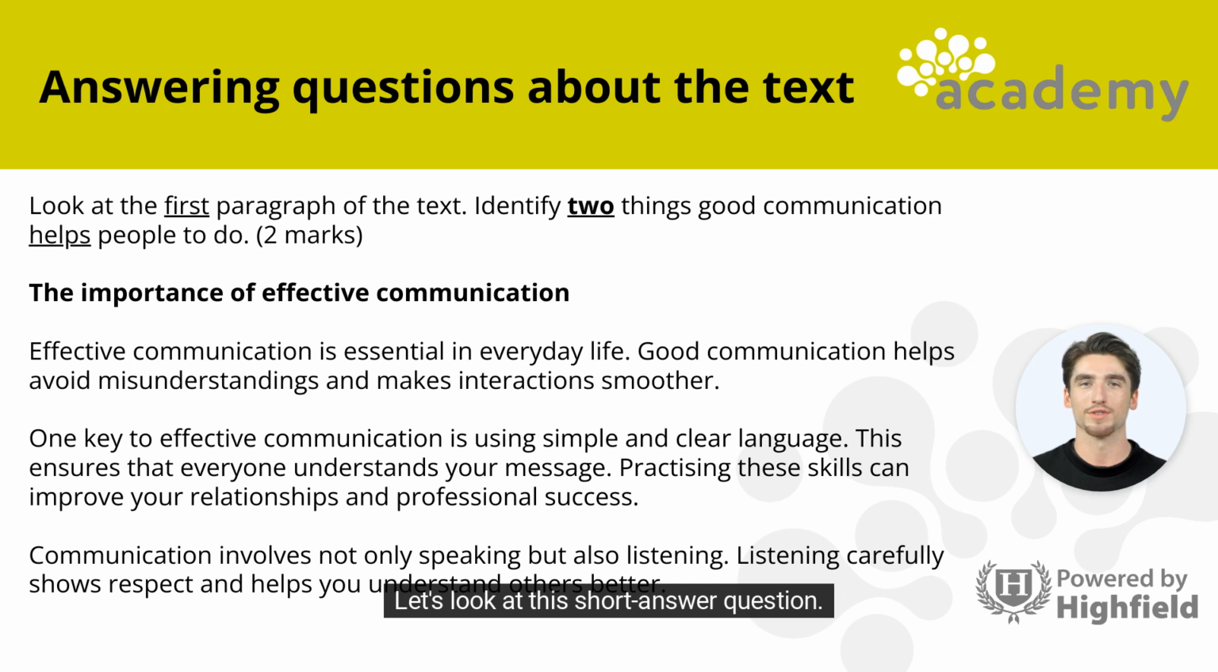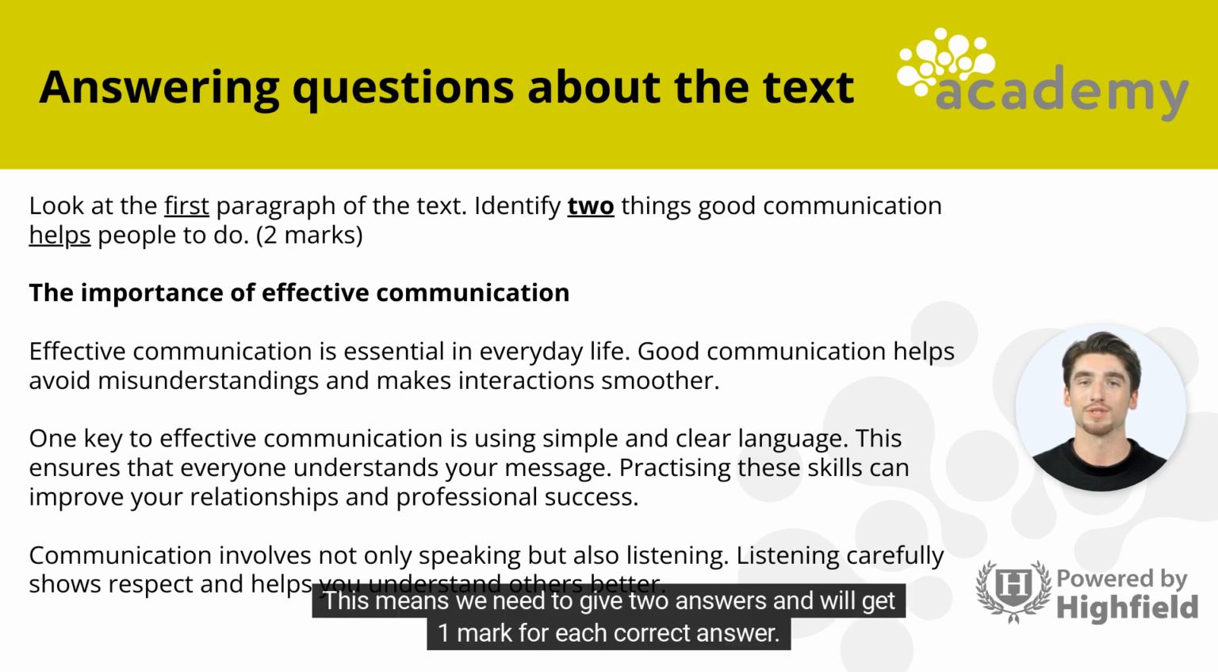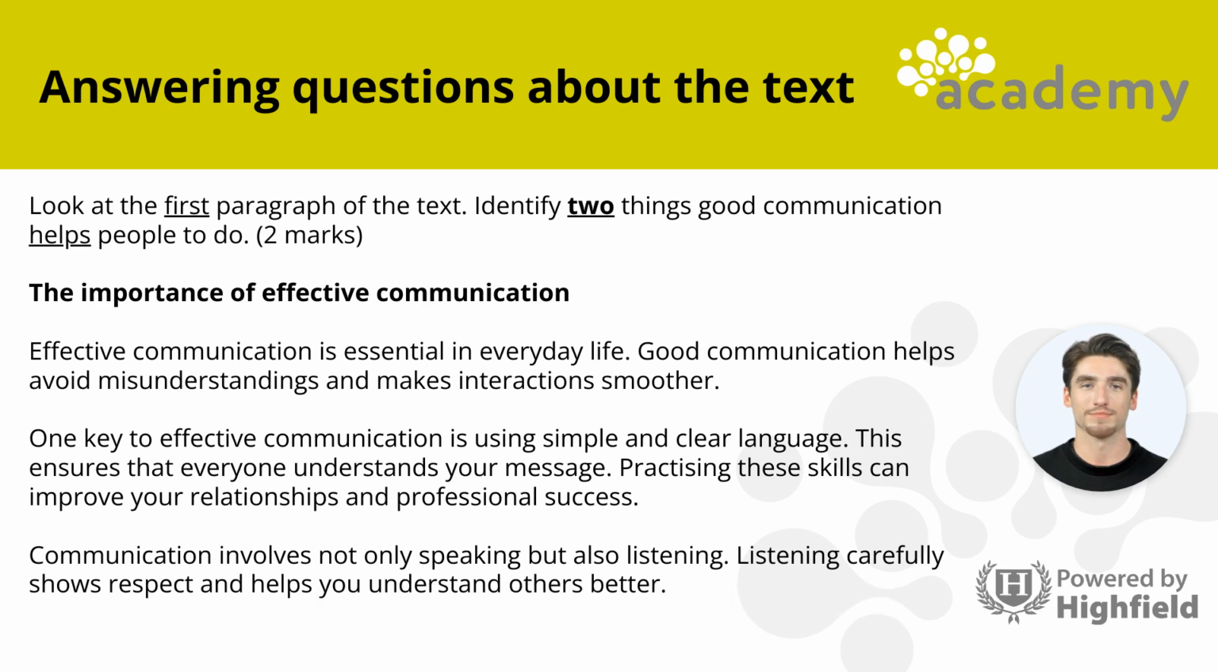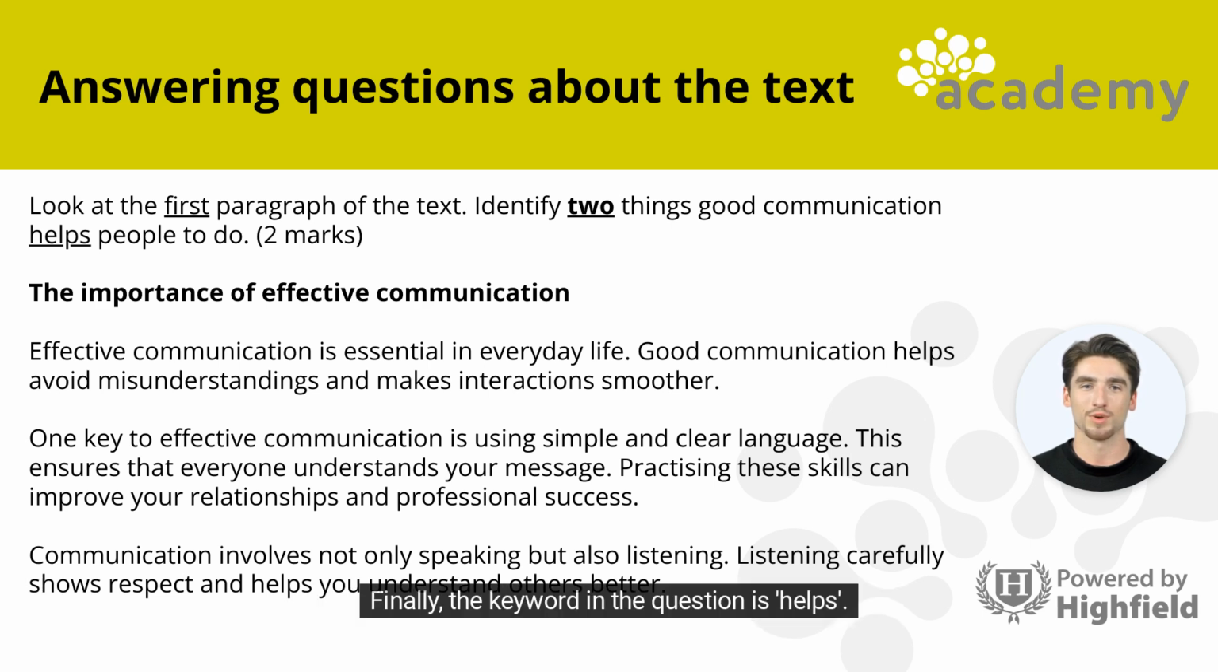Let's look at this short answer question. Look at the first paragraph of the text. Identify 2 things good communication helps people to do. The question specifically refers to the first paragraph. The answer will be found in this section of text. An answer from any other part of the text is incorrect. The question asks the reader to identify 2 things. This means we need to give 2 answers, and we'll get 1 mark for each correct answer. Finally, the keyword in the question is helps.